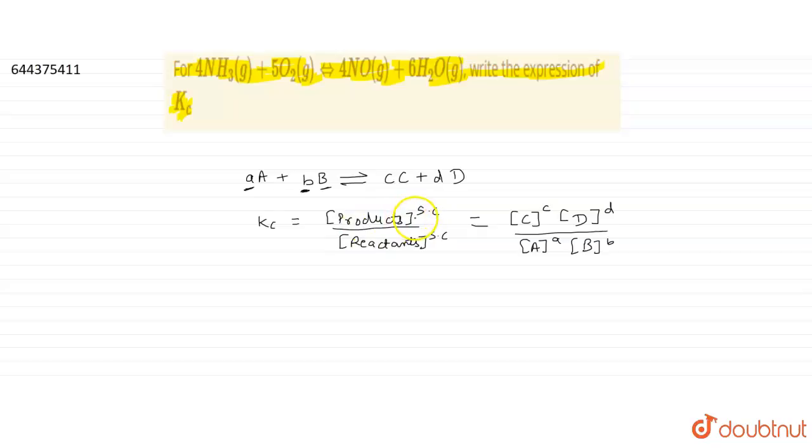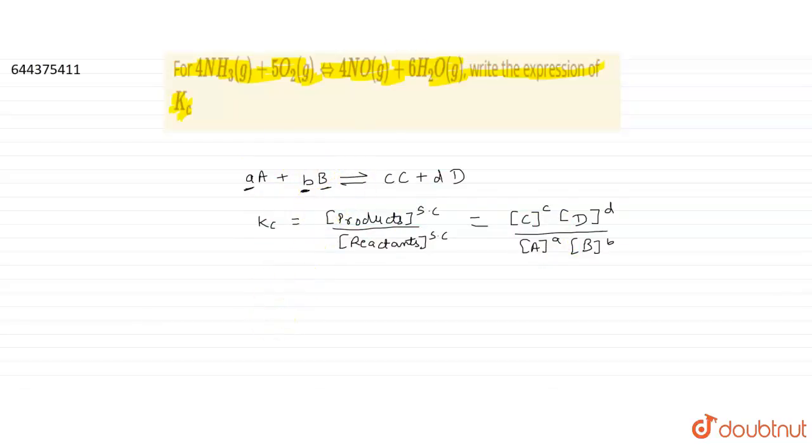So you need to just learn this formula, that is Kc equals to concentration of products to the power stoichiometric coefficient of products divided by concentration of reactants to the power stoichiometric coefficient of reactants. Here we have to take separate products. If we have three products, then we have to take the concentration of three products separately. So this is the basic expression for this general reaction.